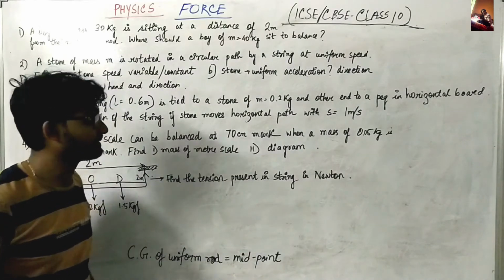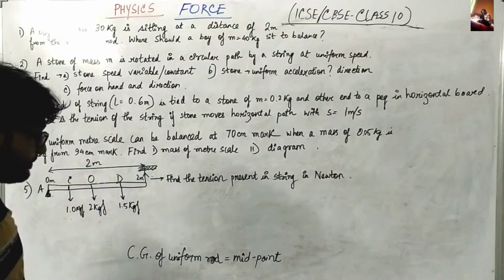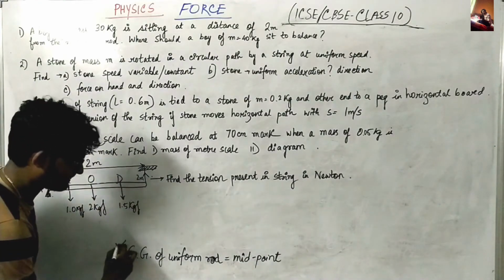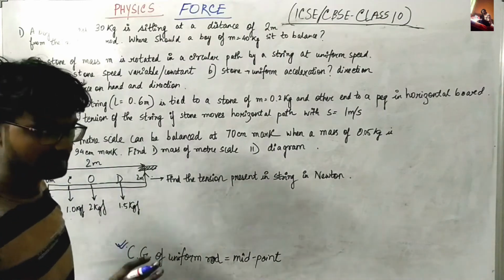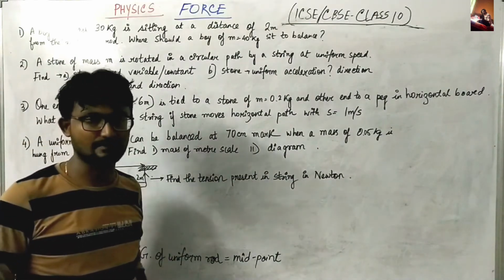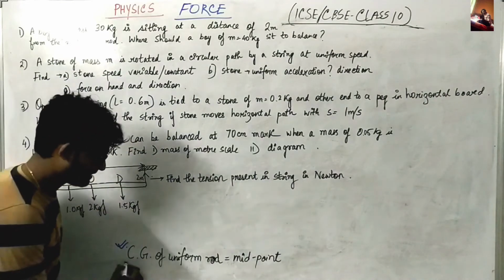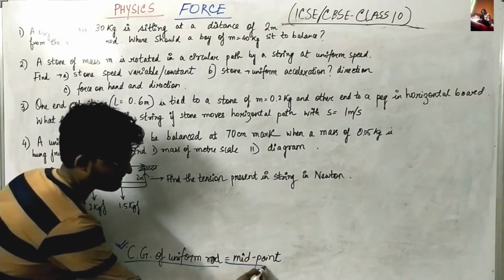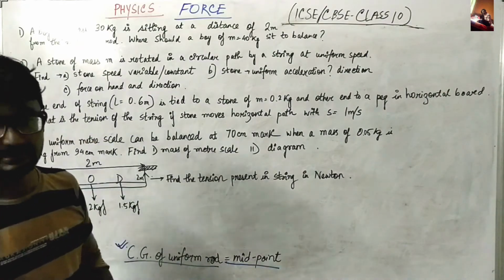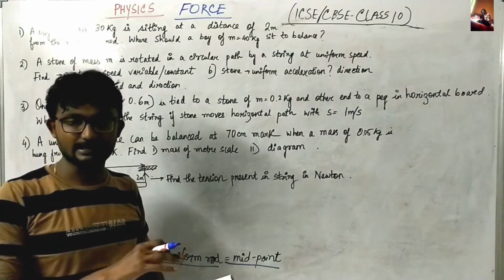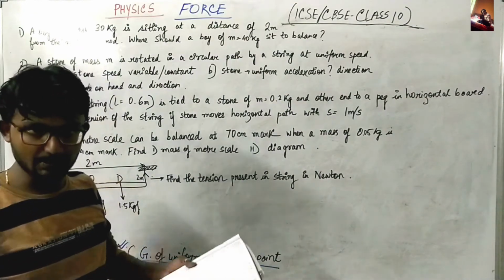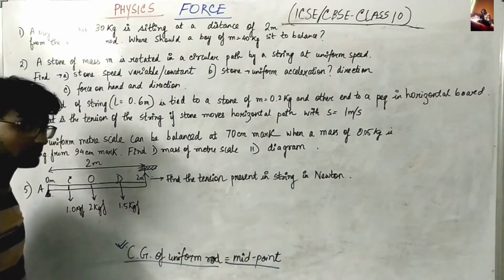First, before going into the main part, I will tell you one more thing. In the last theory part, I told you the center of gravity of various kinds of objects. In the case of a uniform rod, the CG is always at the midpoint of the rod. Whether it is a seesaw, a rod, or a uniform bar, it is always at the middle of the rod.